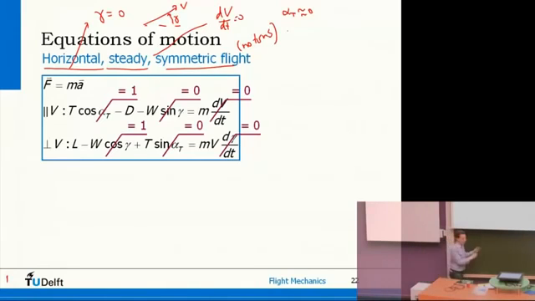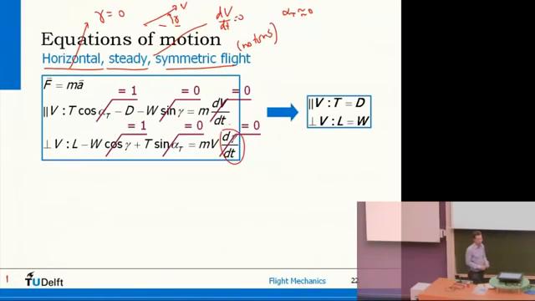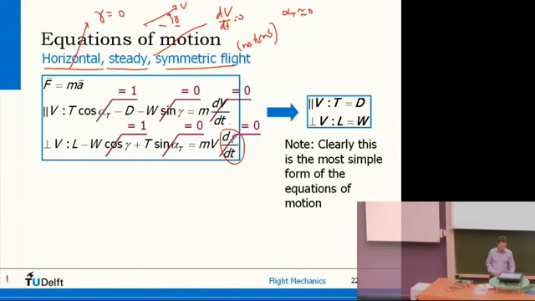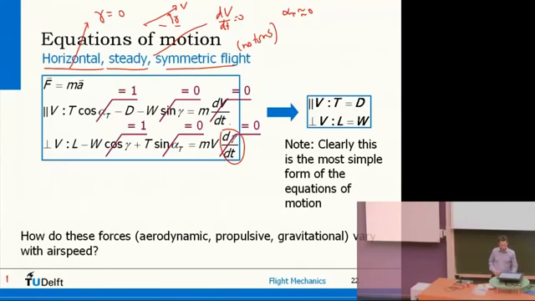So that means that these complicated equations, which you will need later on, for this scenario, they just become thrust equal to drag, and lift is equal to weight. So that's very simple. Equations you already know. The most simple form of the equations of motion. And the question is, we have these 3 forces, and how do they actually vary with airspeed? Because then we can say something about the performance of an aircraft.